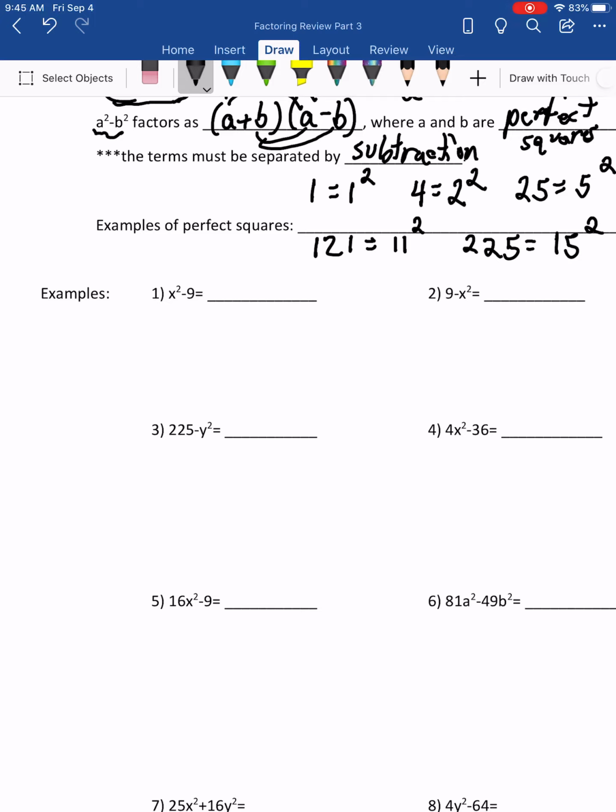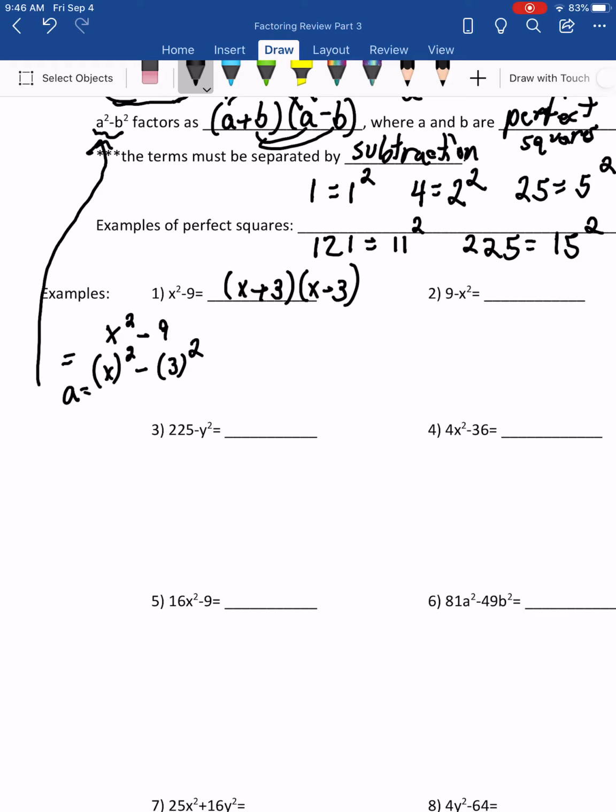So x squared minus 9 is a difference of perfect squares. Here's why. Because x squared minus 9 is (x) squared minus (3) squared. Okay? So that means this is going to factor as x plus 3 times x minus 3. All right? So the a in our formula over here, a is x, b is 3.